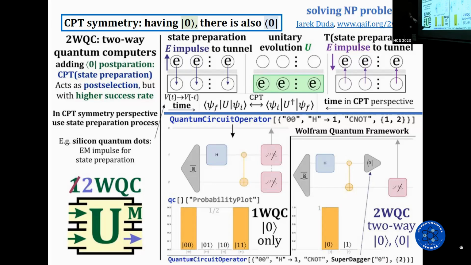Yes, very good question. For some frameworks like the Wolfram framework, you can directly use the dagger of state preparation, this revised version of state preparation. If not, then you can use postselection on 0, 0. It should work the same, but with a lower success rate. Mathematically, it should be the same.